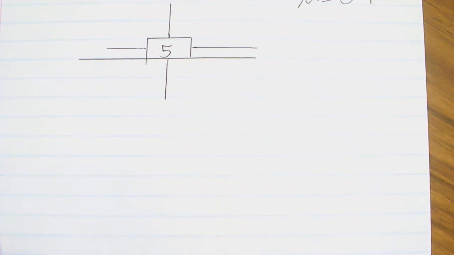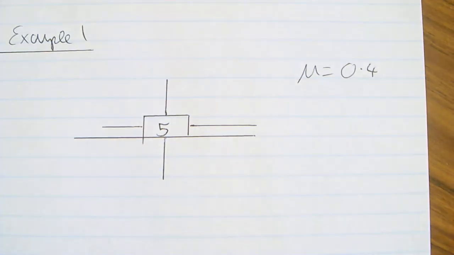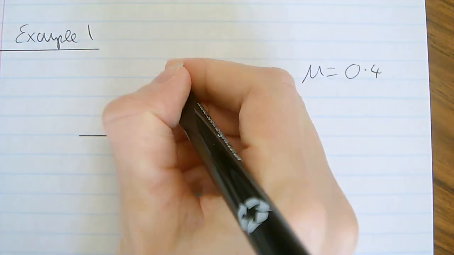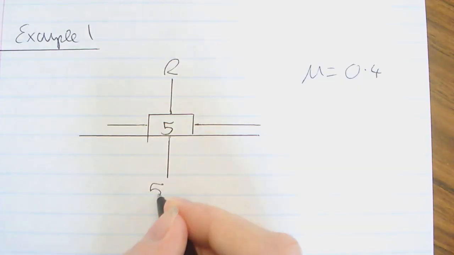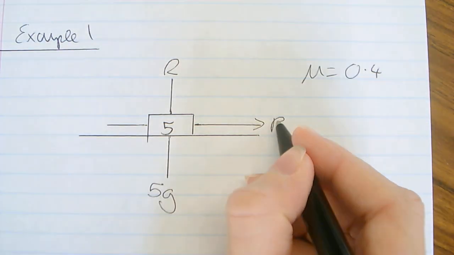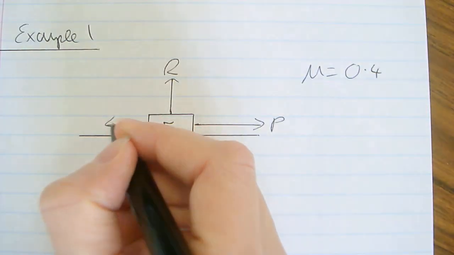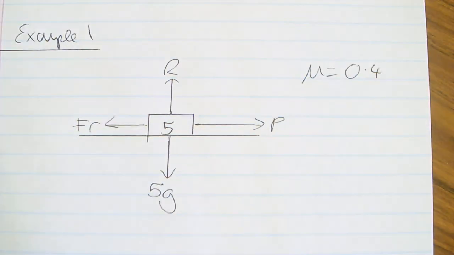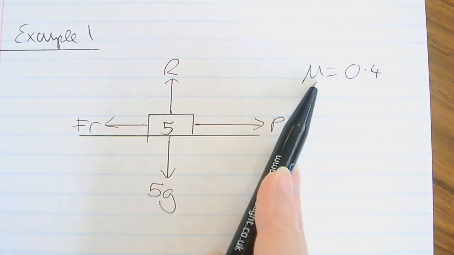So we've got the block there. It's got a mass of 5. It's going to have a reaction coming up. It's going to have a mass coming down times gravity. You've got a force this way of P and a force holding it back of friction. Remember the coefficient of friction, mu, is 0.4.